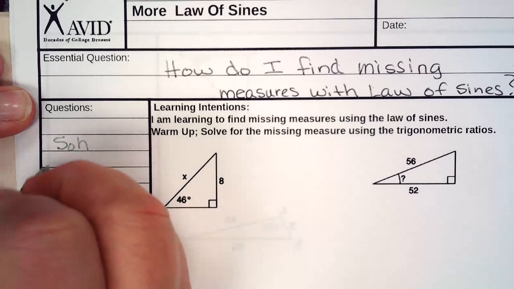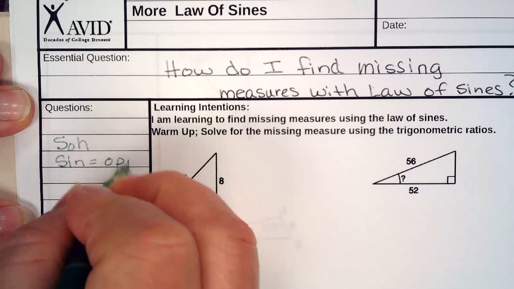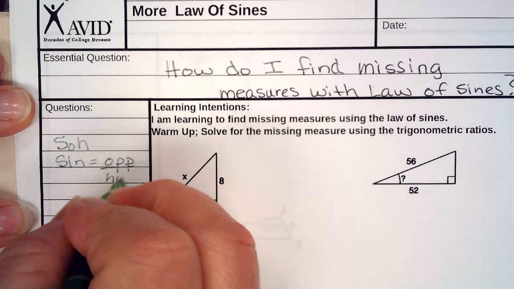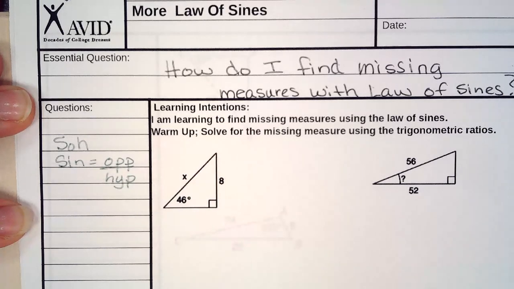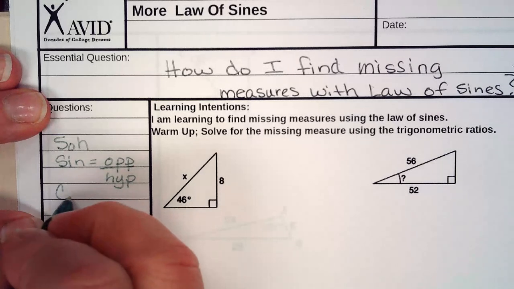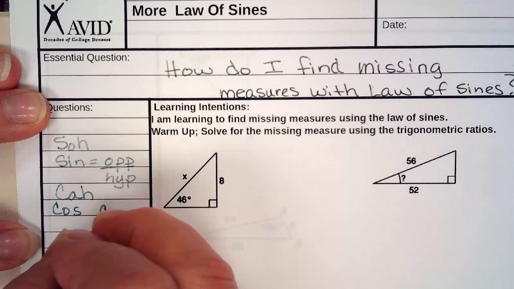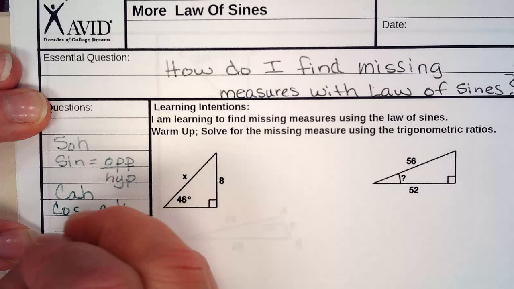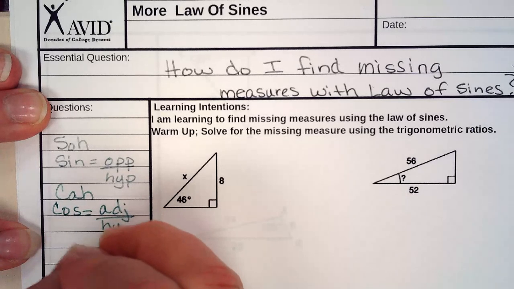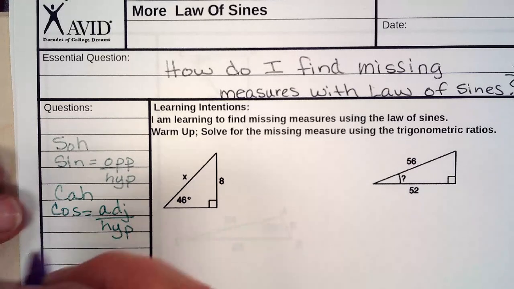So, sine, opposite, hypotenuse. Cosine, adjacent over the hypotenuse. And finally, there is tangent, which does not use the hypotenuse. TOA.